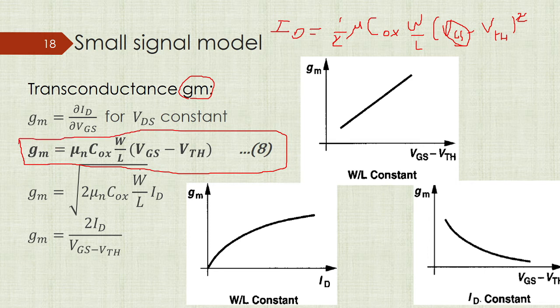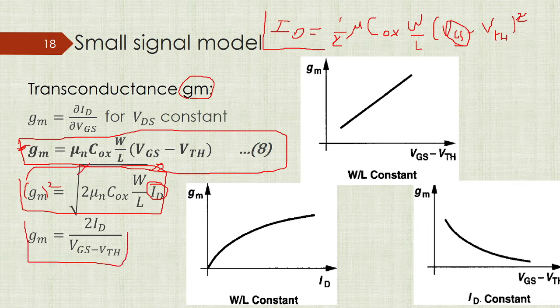We can also use equation number 8 with our initial equation, replace VGS minus VTH, and we will get a similar equation, but now as a function of the current. Similarly, we can use equation number 8 and our initial equation, raise this to the power 2, this also to the power 2, and we will get another equation for the transconductance that has a relationship with ID and VGS.